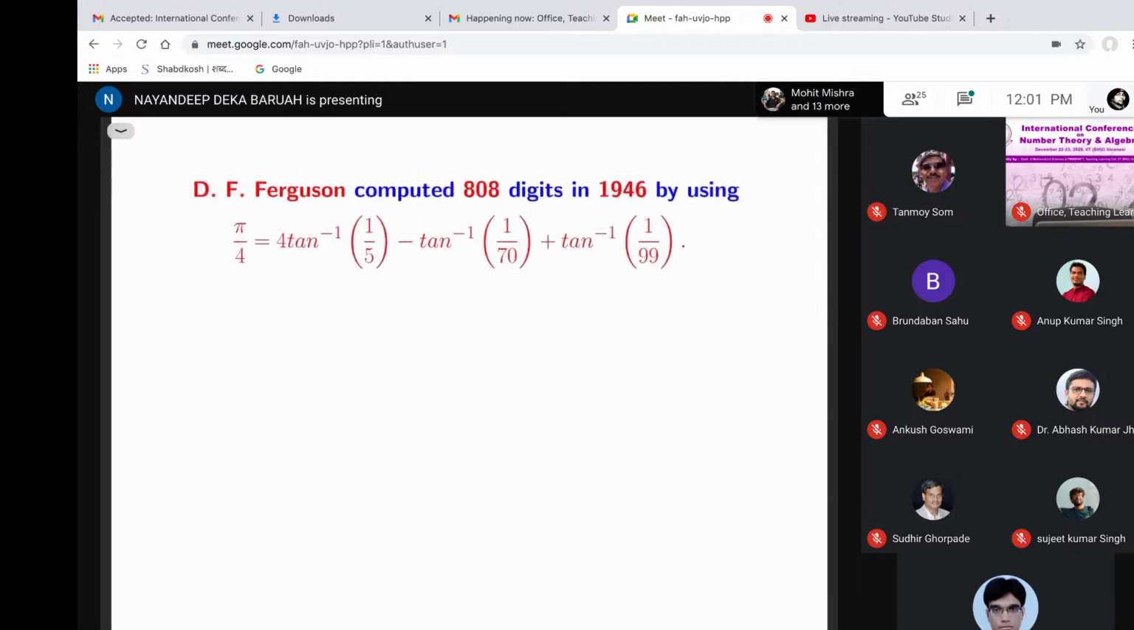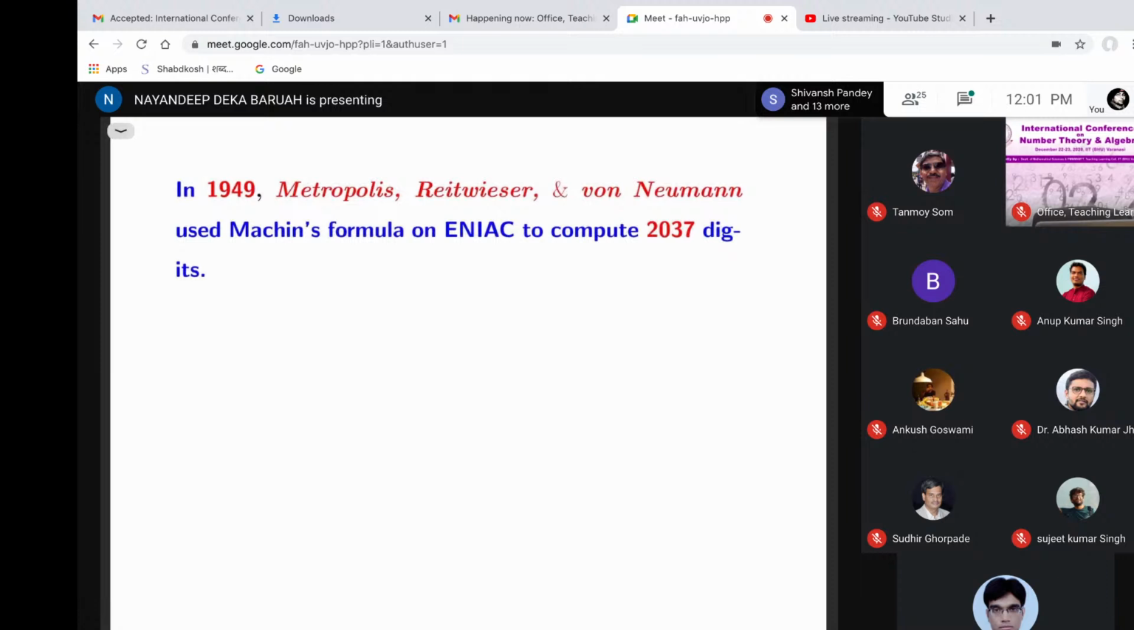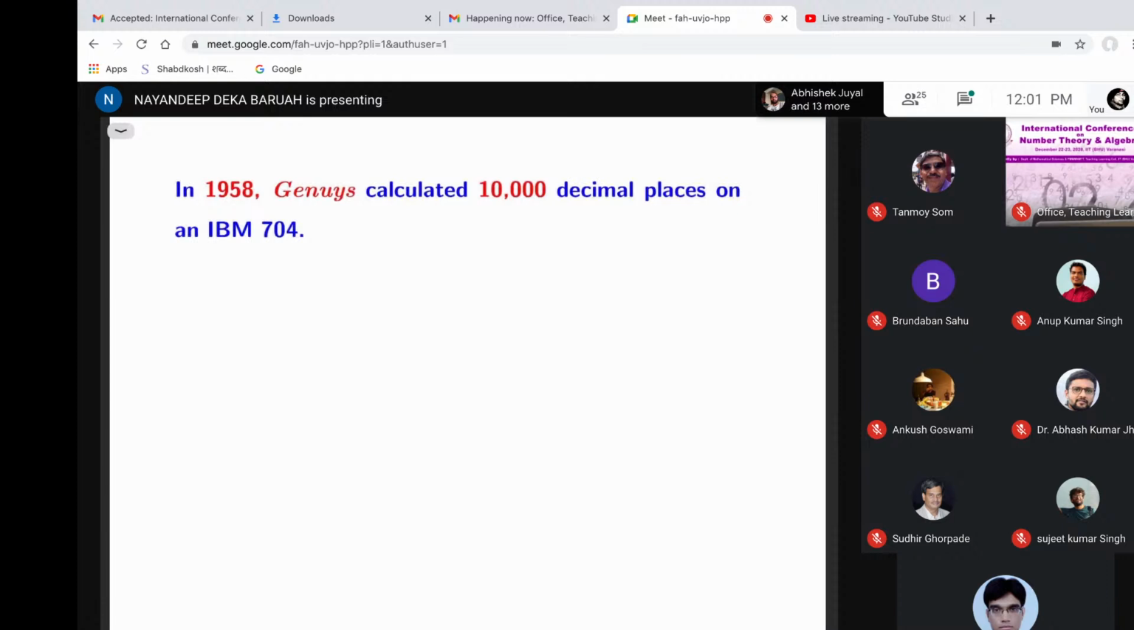Okay. Then new mechanical calculators came, and the first electronic computer, ENIAC, the Electronic Numerical Integrator and Calculator, computed 2037 digits by Metropolis, Reitwiesner, and von Neumann in 1949. With new computers, more digits were calculated. For example, in 1958, 10,000 decimal places were calculated by the IBM 704 computer. Then in 1961, 1 lakh digits were calculated by the IBM 7090, but the methods were the same as Gregory-type series and trigonometric formulas. These were by Störmer, by Gauss, and there are many other formulas.